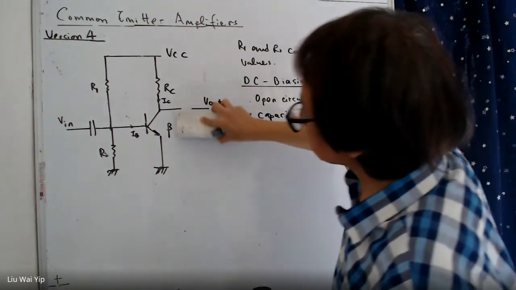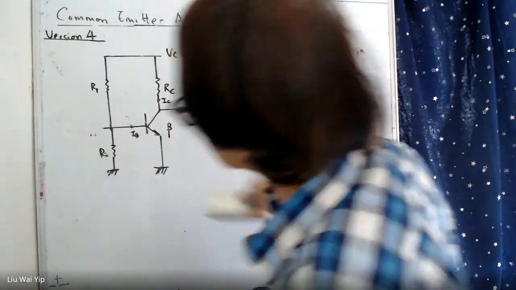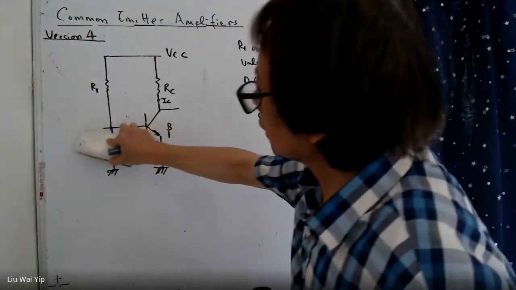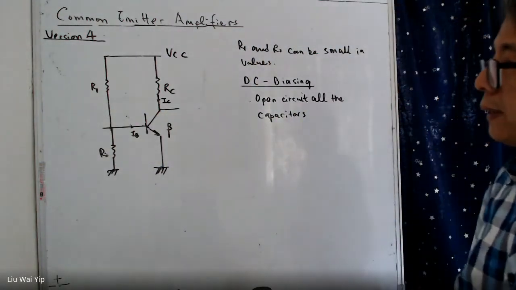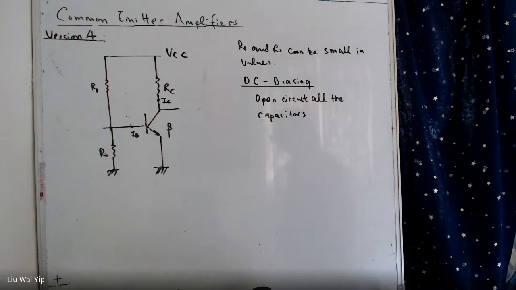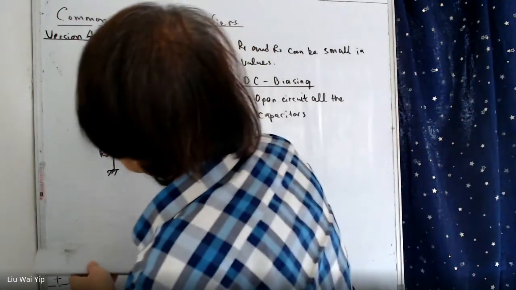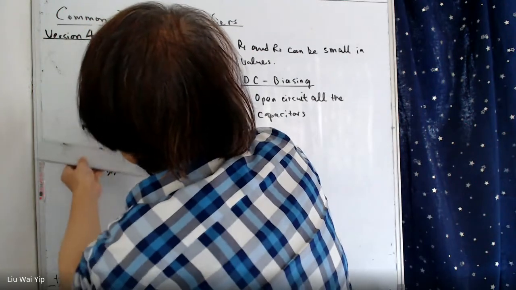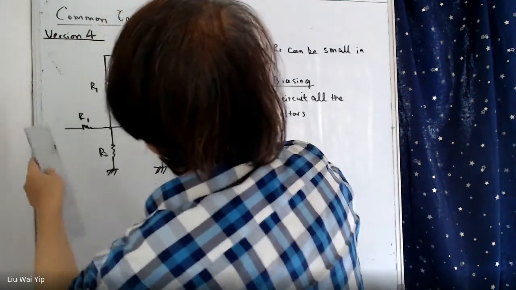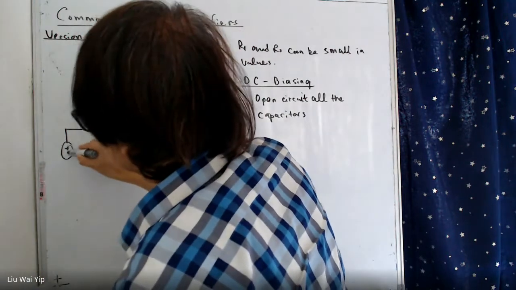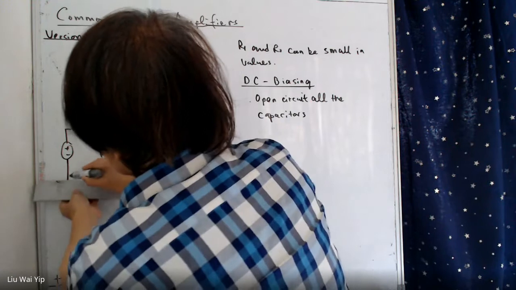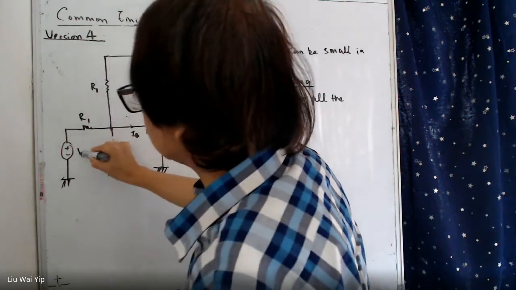So we open circuit it, and we open circuit this one here. So the next step is to redraw the circuit. R1, and then there's a voltage source here, and this is the DC voltage, VCC.